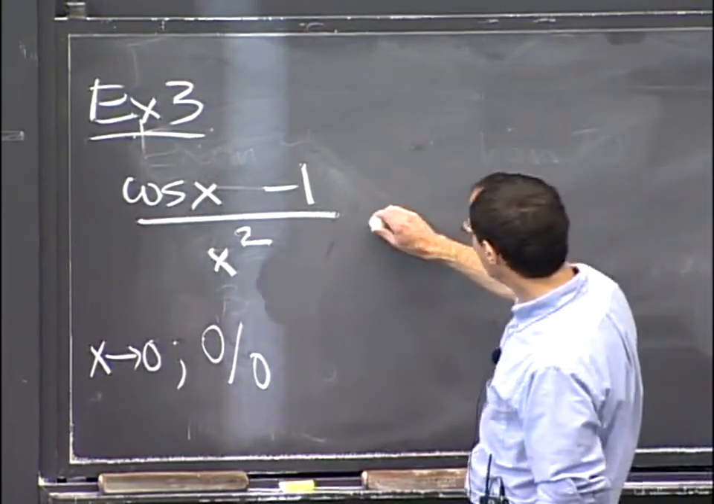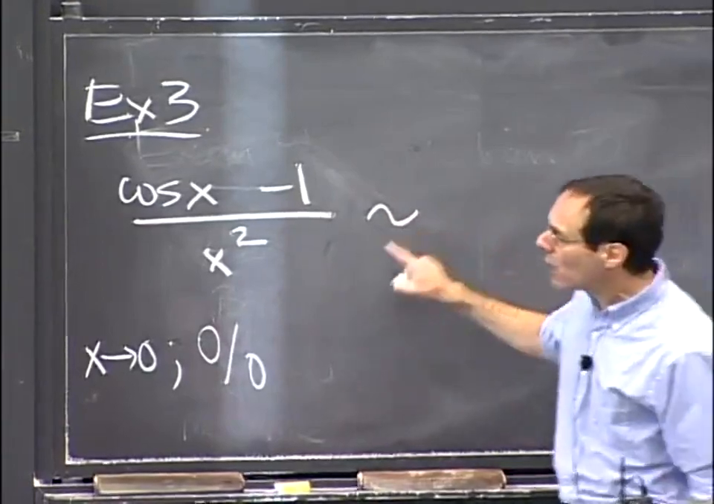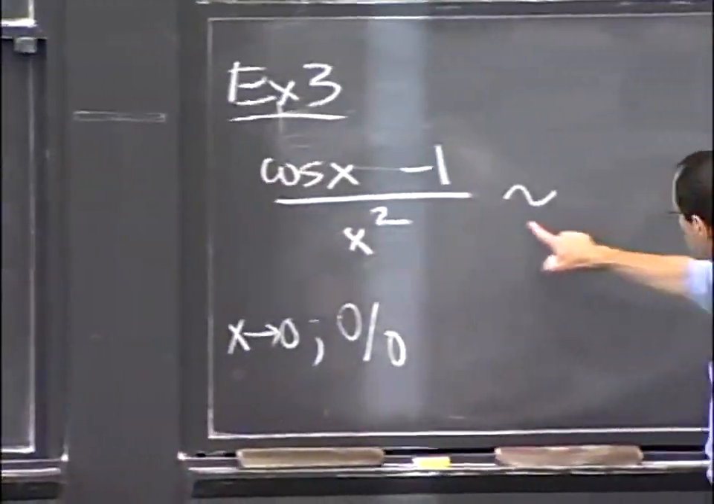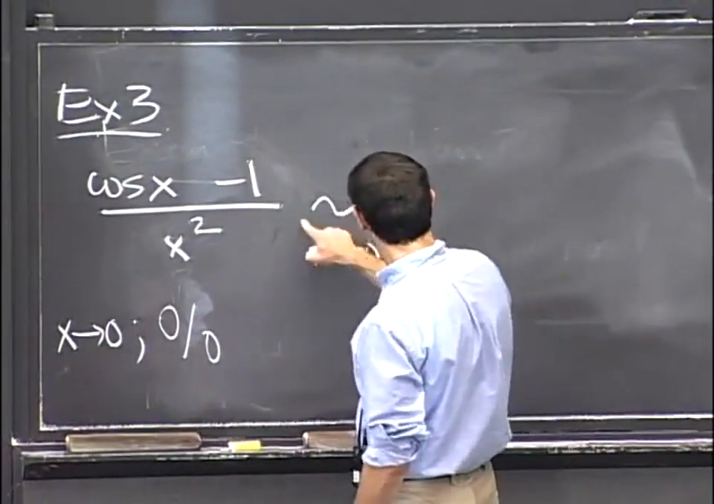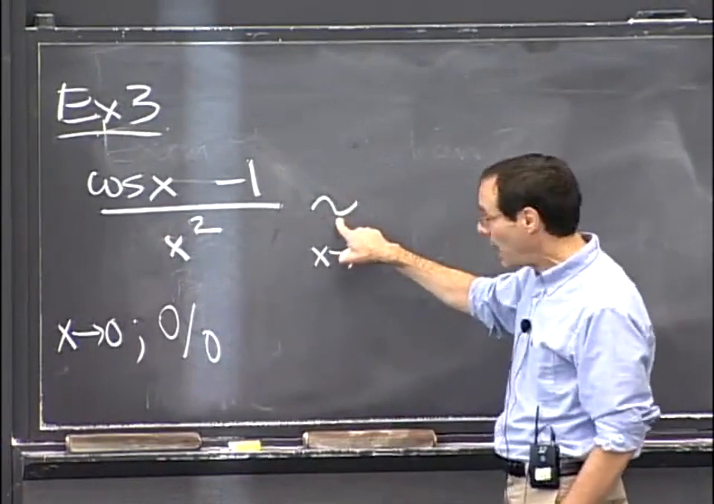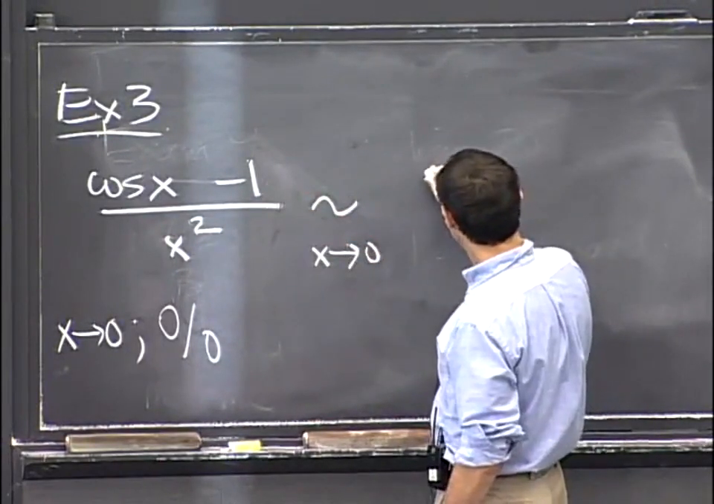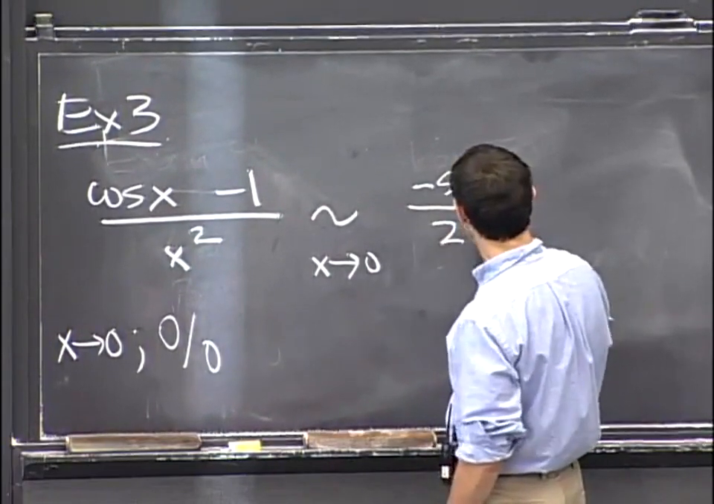Now, according to our method, this is equivalent to, and I'm going to use this little wiggle because I don't want to write limit a million times. So as x goes to 0, this is going to behave the same way as differentiating numerator and denominator. So again, this is going to be minus sine x in the numerator. In the denominator, it's going to be 2x.